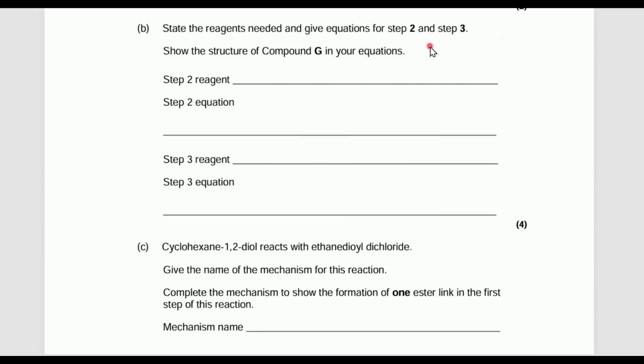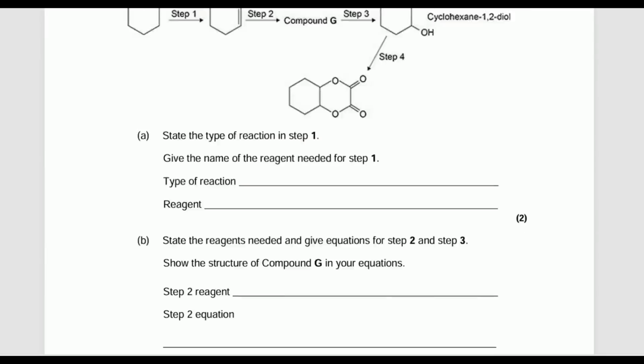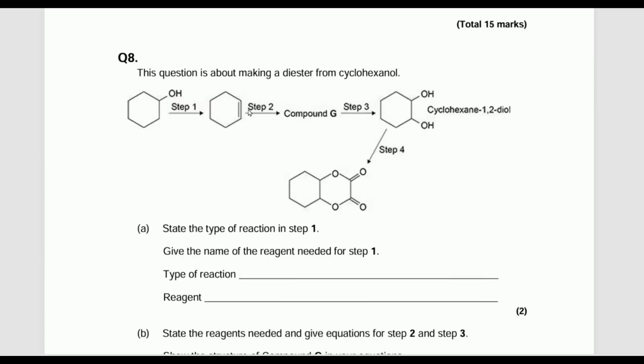Right, state the reagents needed and give the equations for step 2 and 3. So let's check out step 2 and 3. And it does tell us explicitly, show the structure of compound G in your equations. So we need to show the actual structure of that. So let's look at step 2. We're going from this alkene and we end up at a diol.